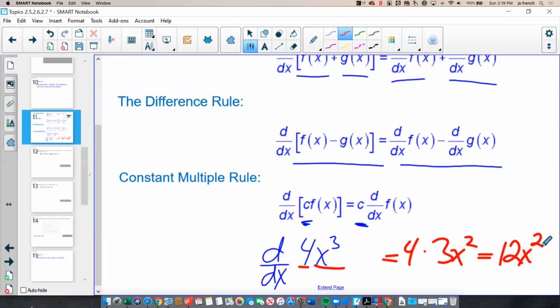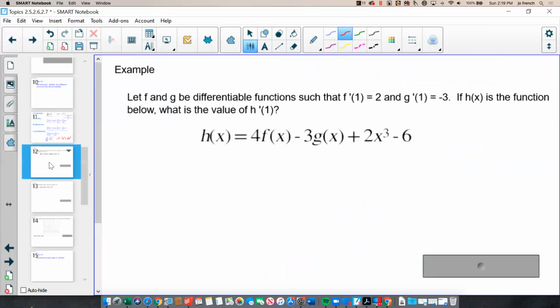So let's look at some examples. Let f and g be differentiable functions such that f prime of 1 equals 2 and g prime of 1 equals negative 3. h of x is this function: 4f of x minus 3g of x plus 2x cubed minus 6. So if we look at what's going on here, we are looking at the difference and sum of several terms, which is fine. That just means we can evaluate the derivatives of each term independently and then combine them with either sums or differences.